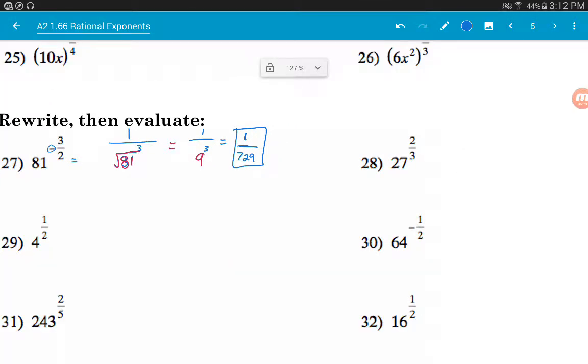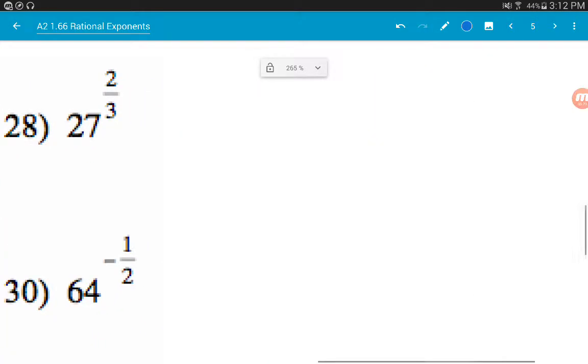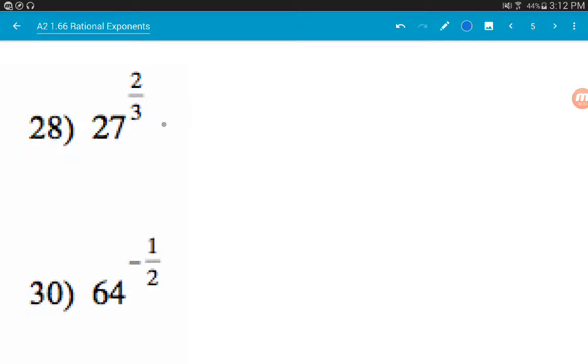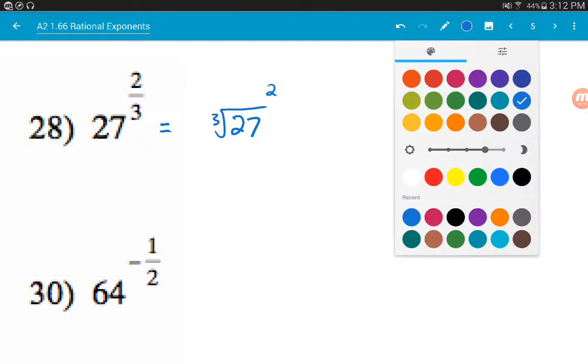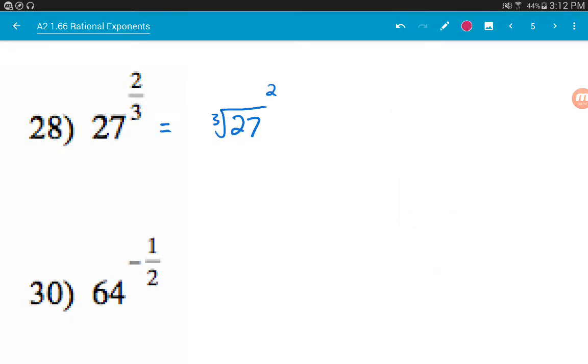So let's do another one. It's slightly more complex. Question 28. I've got 27 underneath a cube root to the squared power. Now here's the thing. What is the cube root of 27?